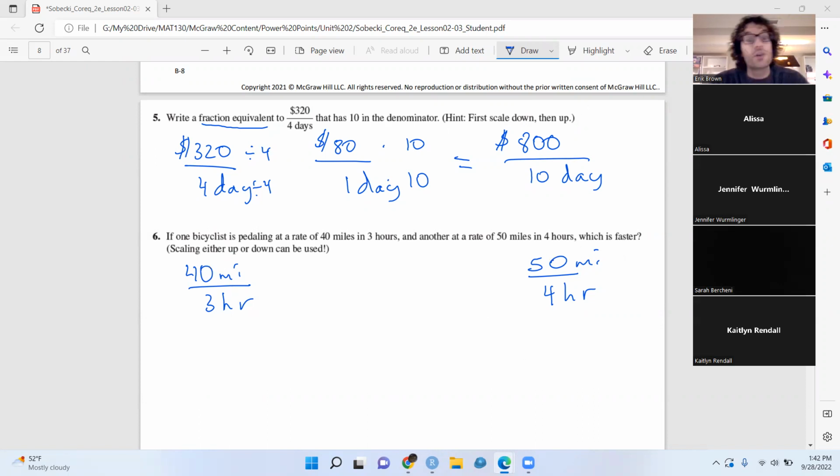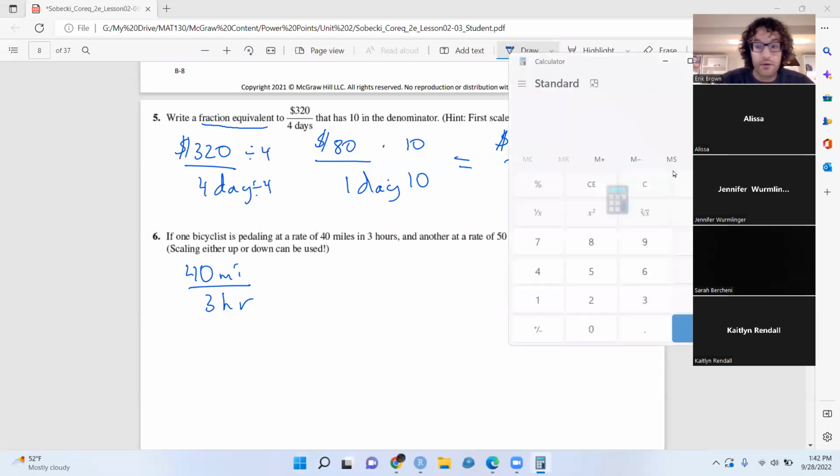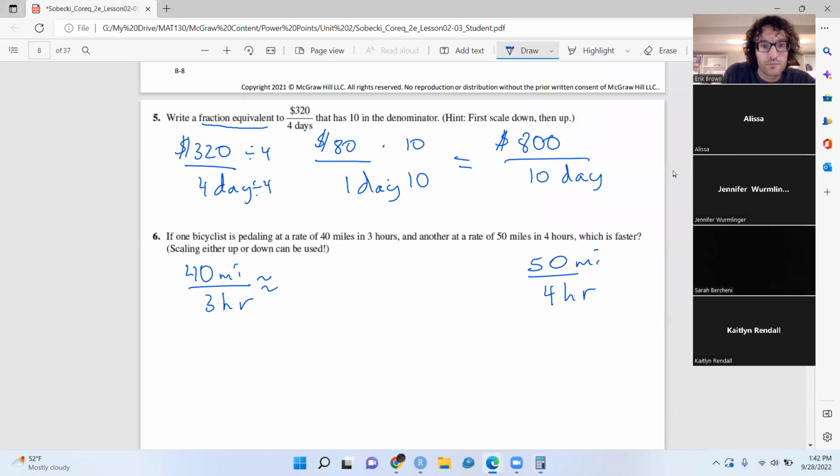Yeah, right, you did. So what you did is you converted it to a unit rate. That's one way to compare it. 40 divided by 3 is 13.333 miles per hour. We'll just say 13.3 repeating miles per 1 hour. Nice. And then this one is 12.5 miles per 1 hour. So because this number is larger than that one, that's faster.